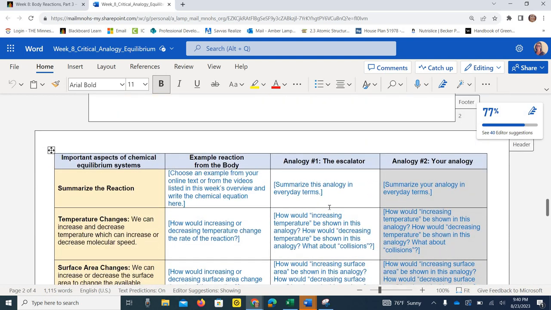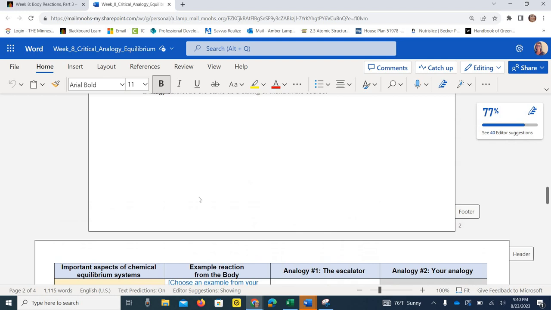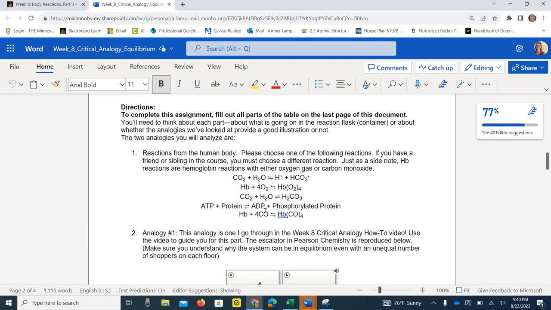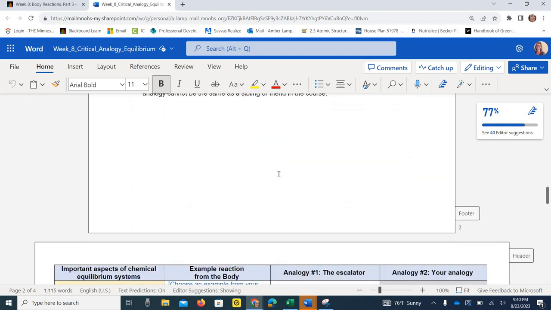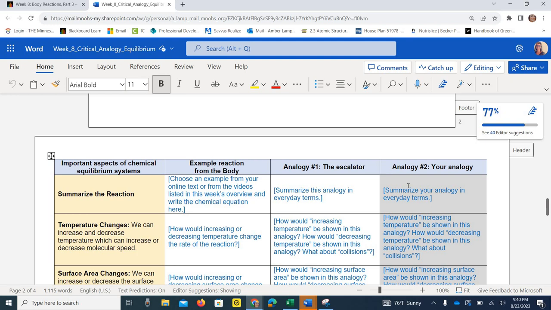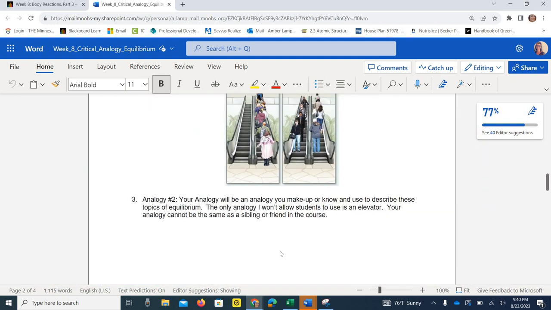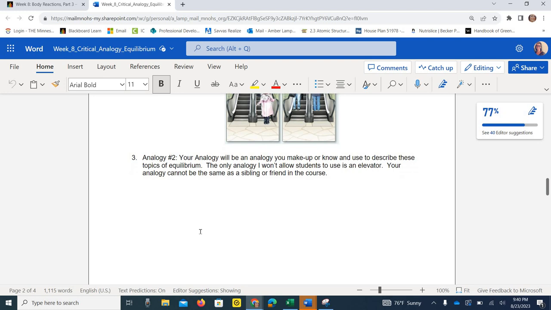And you can fill those out as you are listening to the video. You're going to, again, have an example reaction from the body, and that's going to be a little bit easier because that's actually following the layout of your chemical equation and what we're really applying that to in chemistry. And then analogy number 2 is something that you're going to make up. Now, the only other analogy I don't allow students to use is an elevator because it's too similar to an escalator. So make sure that when you're thinking of an analogy, you come up with one that's not an escalator and not an elevator. And then you have to have a different one if you have a sibling or friend in the course.